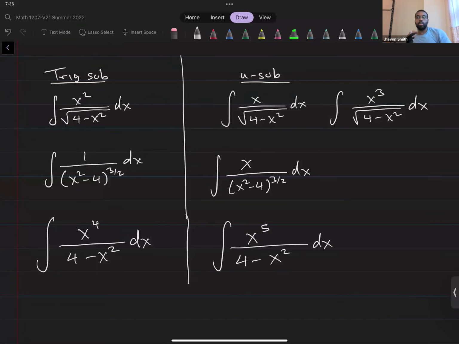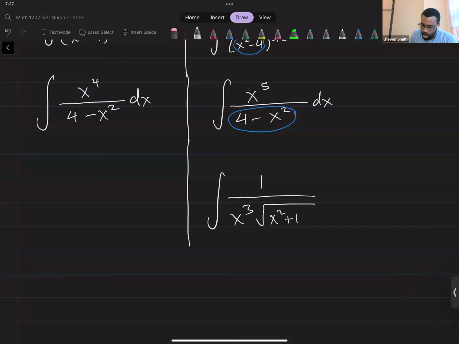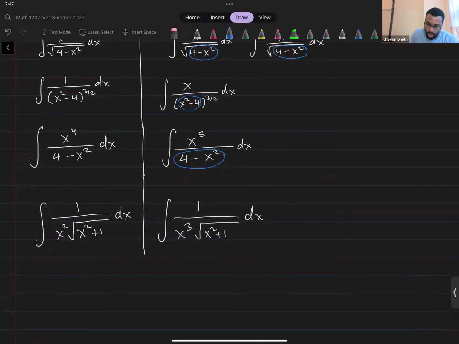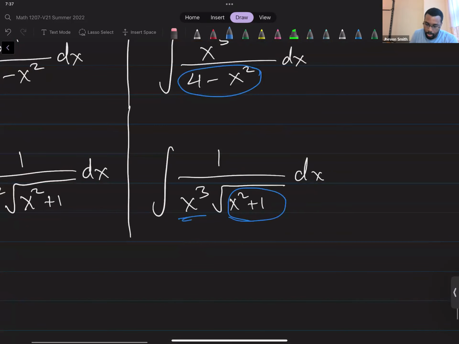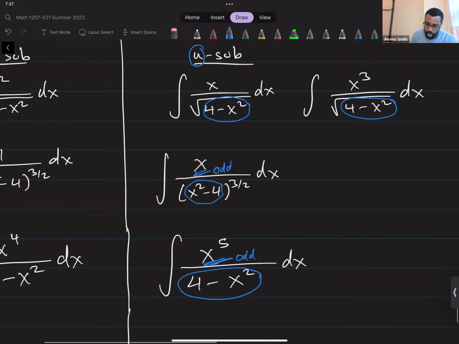So the eyeballing rule of thumb is, once you account for what your substitution would be, these are the expressions that you would take as your substitution. Elsewhere, you see an odd power factor of x. It can also work if the x is in the denominator. So something like x cubed times the radical of x squared plus 1 dx, versus something like x squared times the radical of x squared plus 1 dx. So these guys are all odd powers.